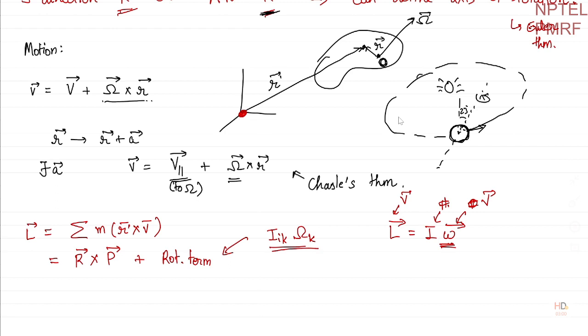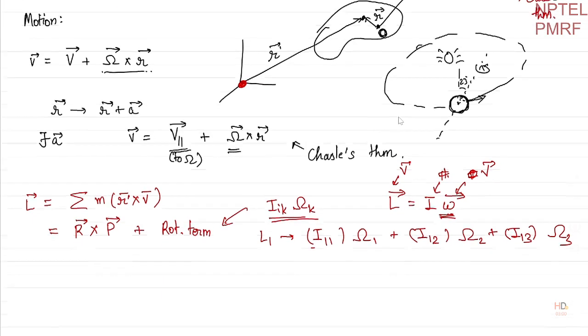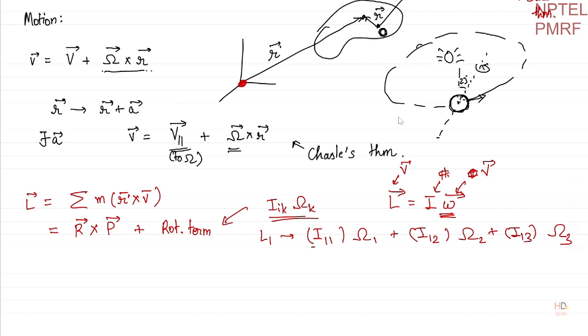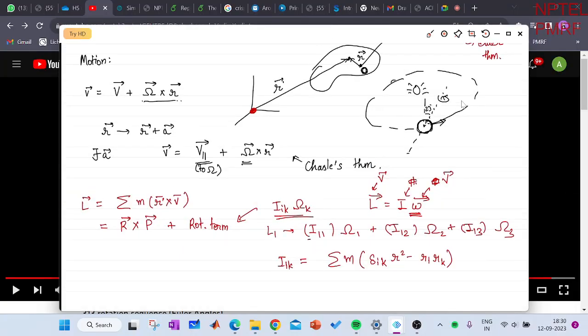So if you look at L1, it will have something times omega 1 plus something times omega 2 plus something times omega 3. And these somethings are your components of the tensor, right? I1,3. Okay, so that's all. We can write explicitly what I_IK was. It was the sum of mass times delta_IK R squared minus R_I R_K, right? So that's all we did this week.